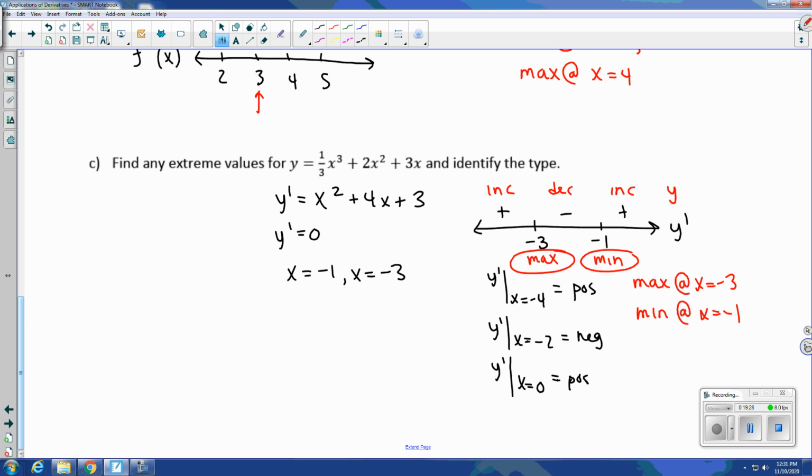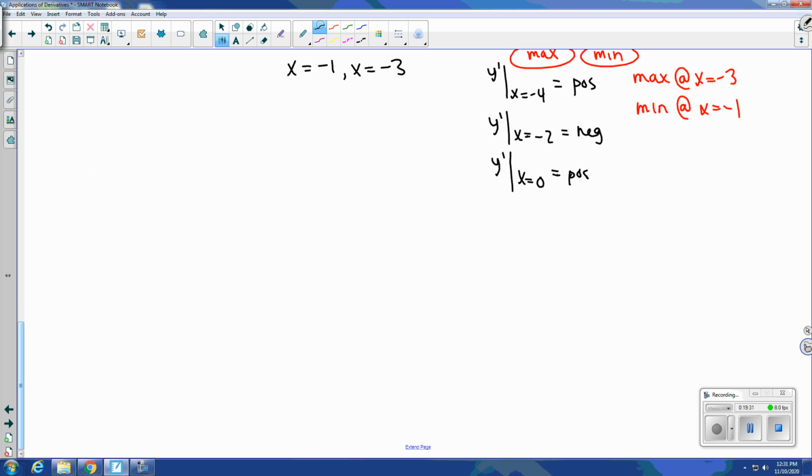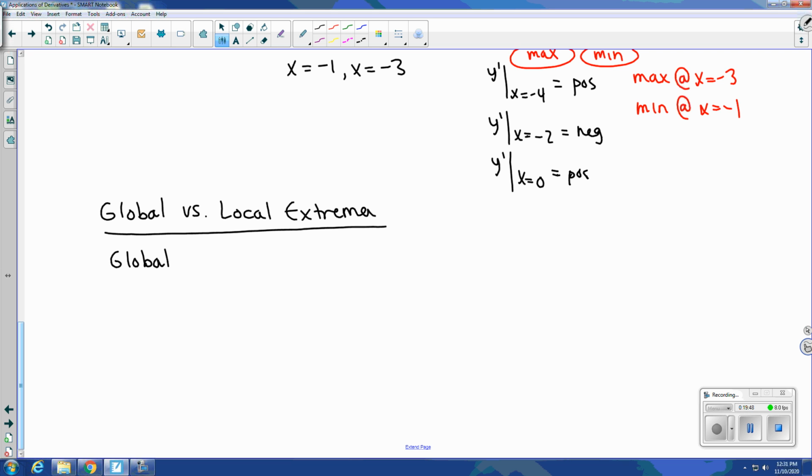Now, before we jump into what the second derivative tells us, we should discuss the idea of global versus local. Global max or min, the global extrema, meaning global extreme values, mean the absolute highest or lowest point in the domain. We'll say absolute max or min. Stay consistent.